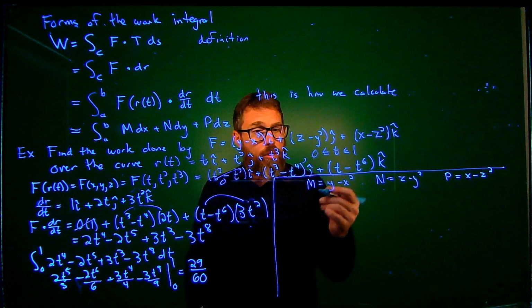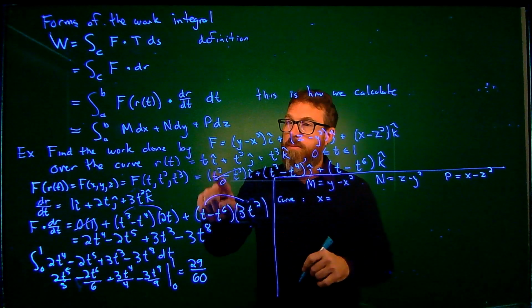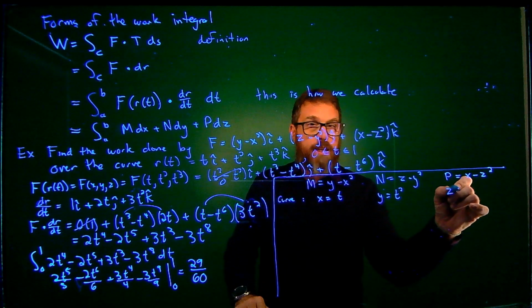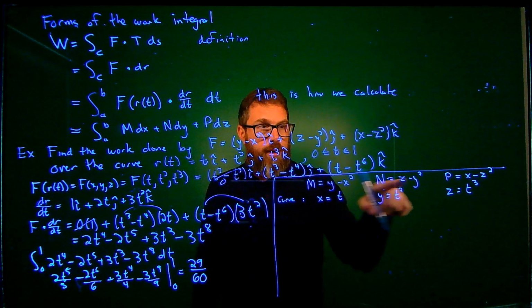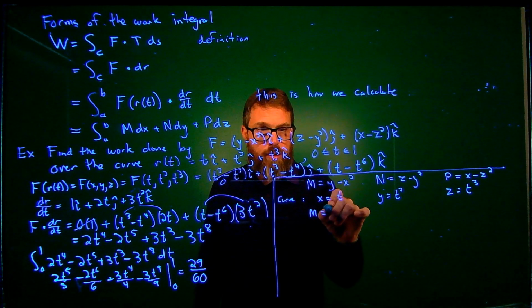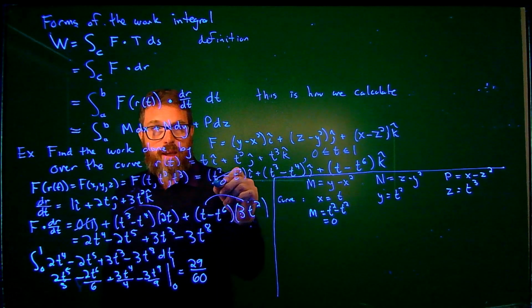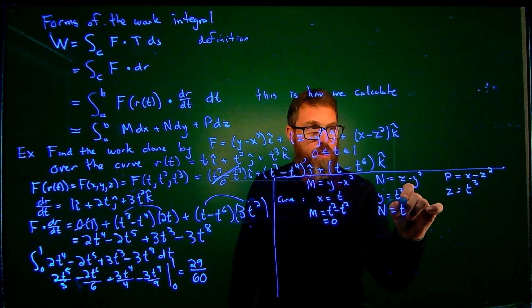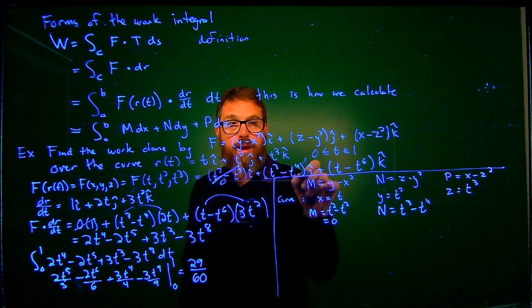Now what we have to do is evaluate this at the curve. Our curve is x equal to t, y equal to t squared, and finally z equal to t cubed. So evaluating these at the components, m is going to be equal to y, which is t squared, minus x squared, which is t squared. So again, m is equal to 0, just like we had here. N is going to be equal to z, which is t cubed, minus y squared. So t squared squared is t to the fourth, which again is exactly what we had right here.